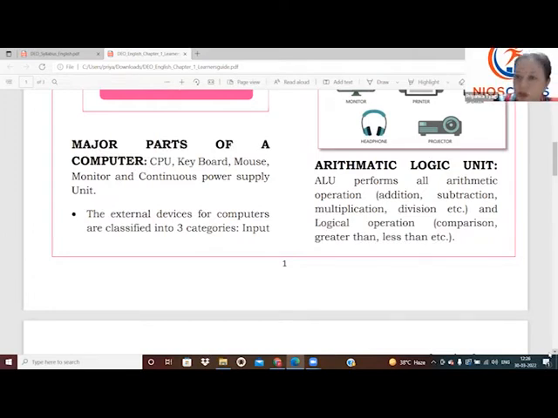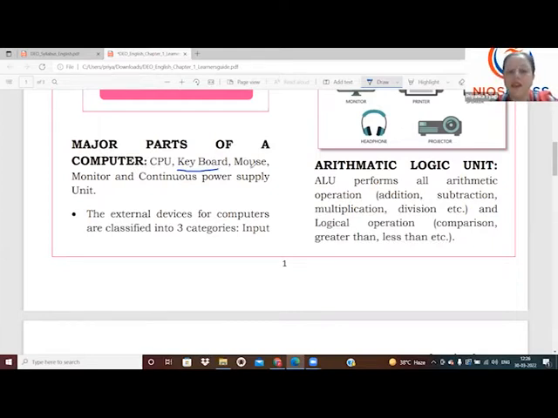First of all, the CPU, that we have already discussed. Second is your keyboard. Keyboard is what? It's a very important device by which we can input data inside the computer. If we want to type something, that typing work we can do with the help of the keyboard.